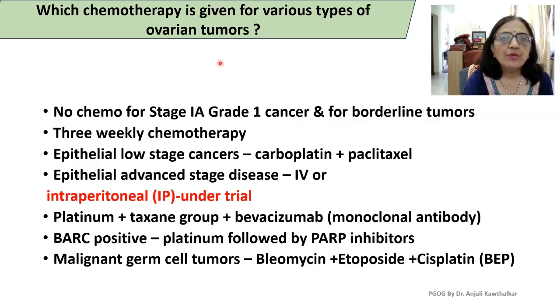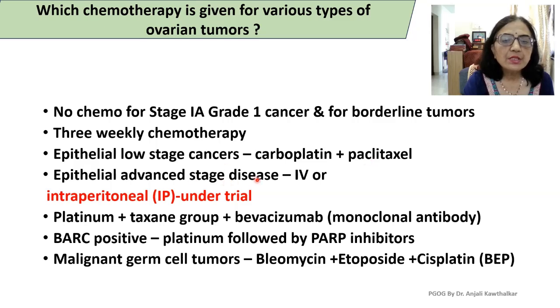Which chemotherapy is given for various types of ovarian tumors? I have done it in a very short manner; otherwise you must read it in detail from textbooks. No chemotherapy for stage 1A grade 1 cancer, and for borderline tumors it is not necessary. Chemotherapy is given 3 weekly. Studies were carried out where weekly administration was tried, but the results are still better with 3 weekly chemotherapy. For low stage epithelial cancers, carboplatin with paclitaxel is preferred.